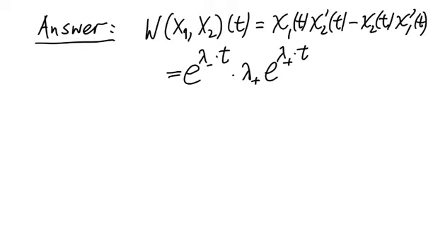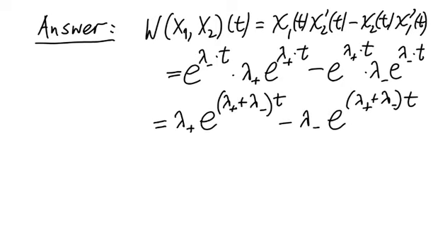The next term is equal to minus e to the lambda plus times t multiplied by lambda minus multiplied by e to the lambda minus times t. This can be further simplified by noting that the product of two exponentials is the exponential of the sum of the exponents, leading to this. And now we can notice that there is a common factor, so we can factorize.